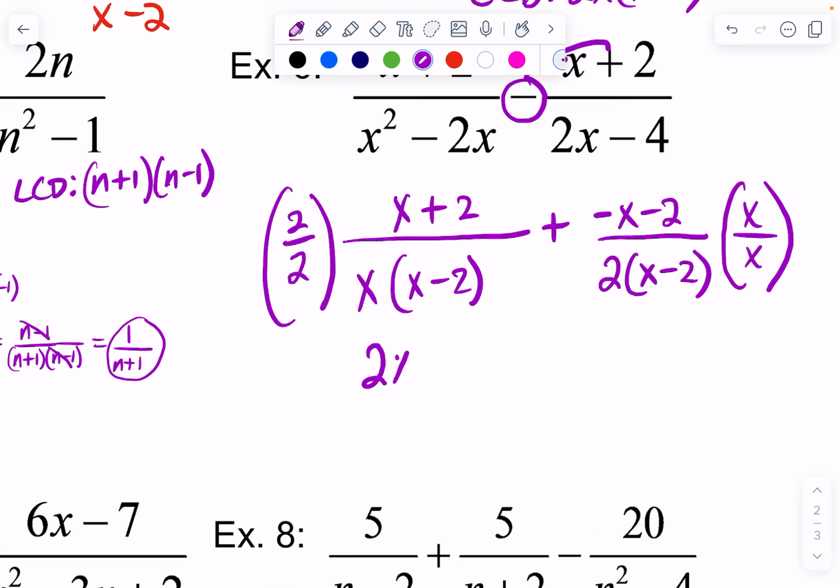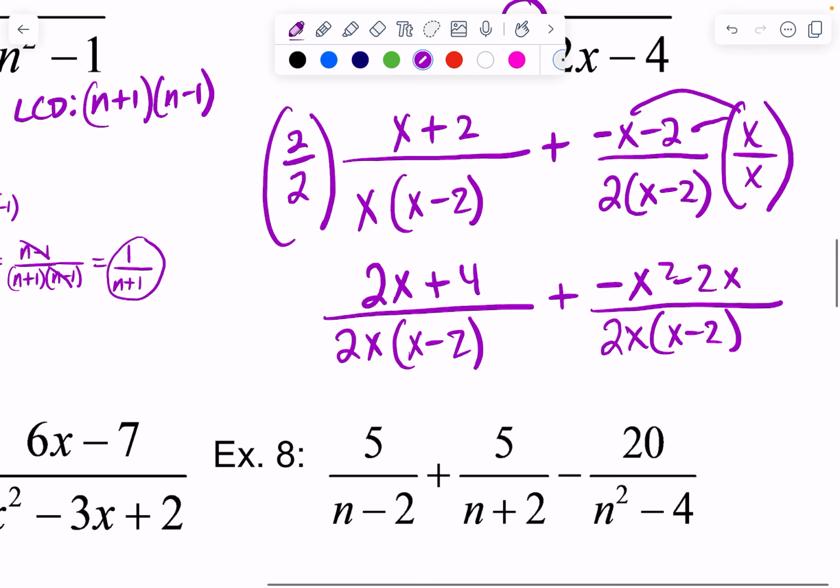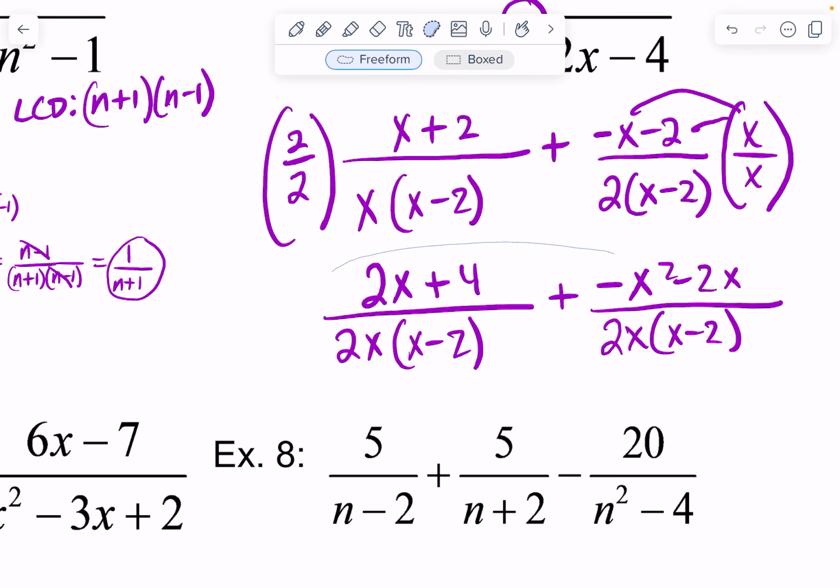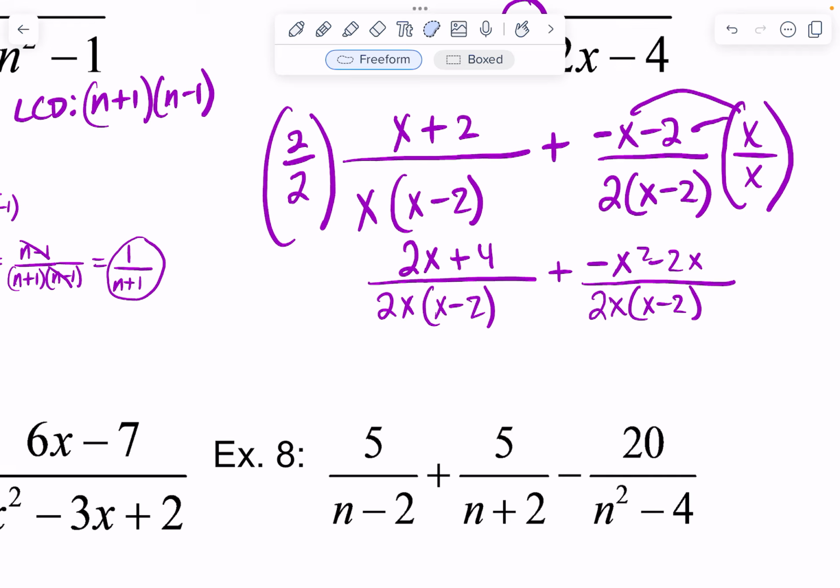So I've got 2x plus 4 over, of course, my common denominator of 2x times x minus 2. And then I've got plus, distribute the x, I've got negative x squared minus 2x over the common denominator of 2x times x minus 2. Let's go ahead and combine the numerators. Let's add or subtract the numerators and keep the same denominator.